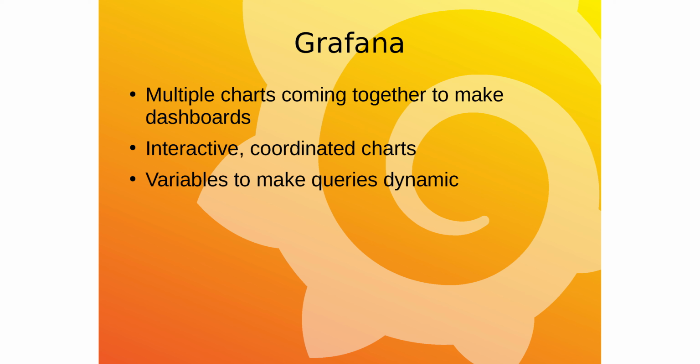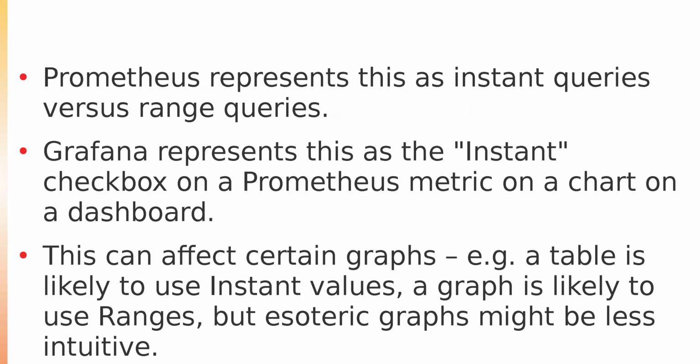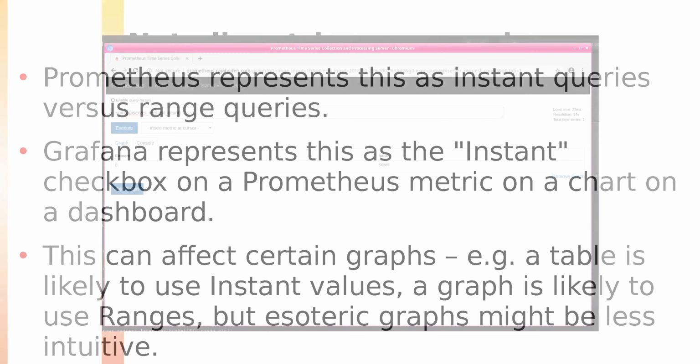So now that we have the two basic players out of the way, some important things to note: not all metrics are created equal. How high something is right now is not the same thing as how fast it's risen over time. And so Prometheus has a notion of instant metrics versus range metrics. And Grafana also handles this, and I'll show a picture. I guess I'll just do that now.